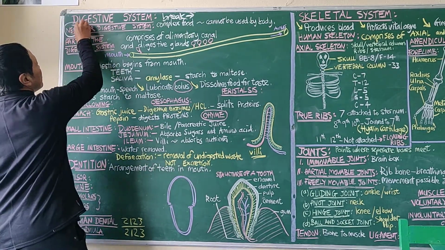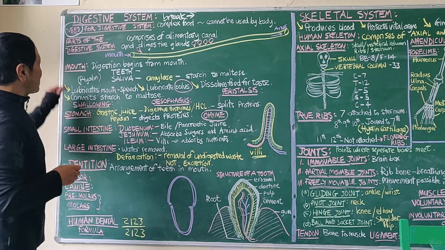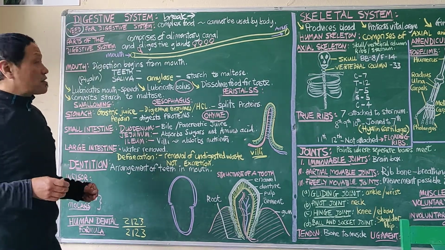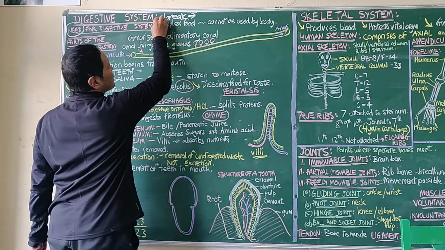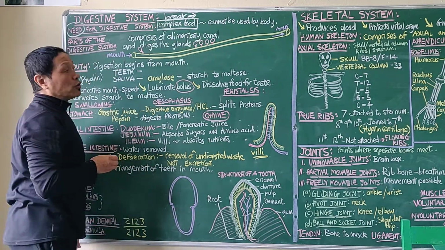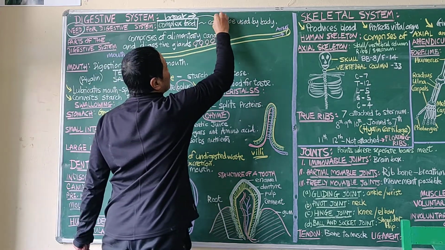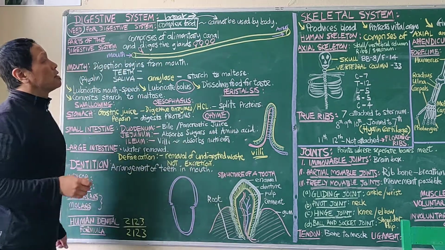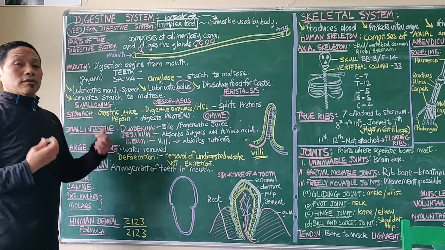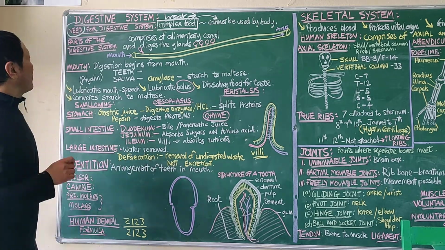Now, the need for digestion, for the digestive system. Why do we need a digestive system? Because the food that we eat is a complex food. So when we eat the food, the body will not be able to use it for its different purposes. So it has to be broken down into simple structures, in a simple manner.